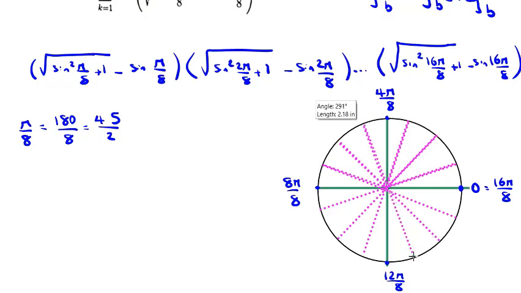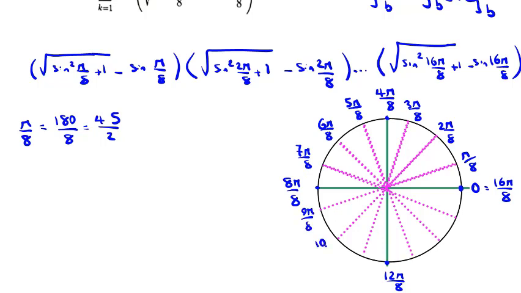This and this. So it will be what? Pi over 8. It will be what? 2 pi over 8. It will be 3 pi over 8, 5 pi over 8, 6 pi over 8, 7 pi over 8. For example, here 9 pi over 8, 10 pi over 8, 11 pi over 8, 12, 13, 14, and 15.